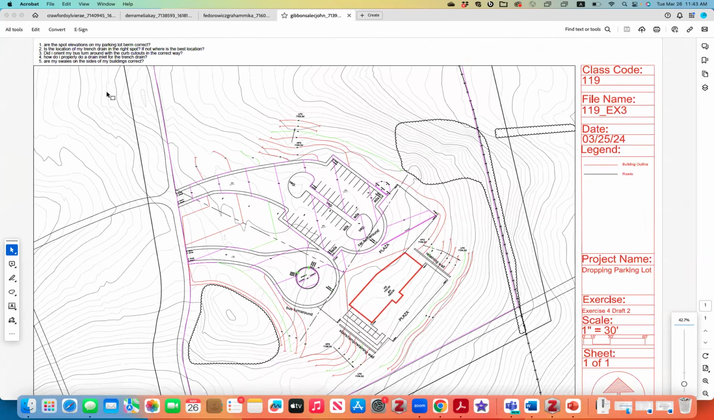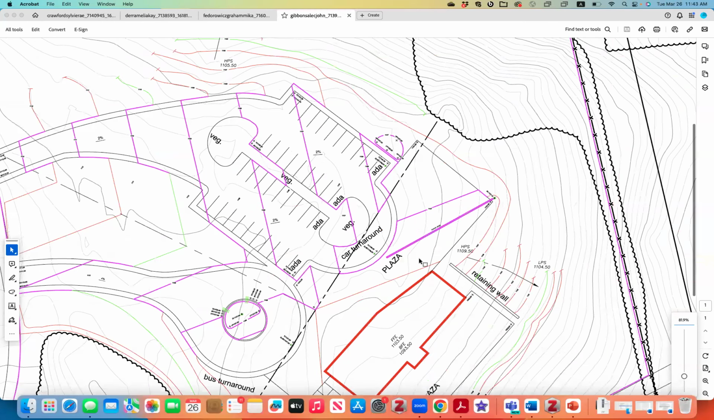I see a couple here. Parking lot berm. Not sure what you meant by parking lot berm. Can you clarify? I was talking about the retention area. Okay, I went through those. It's the location of my train string, the right spot, I'm trying to look for.